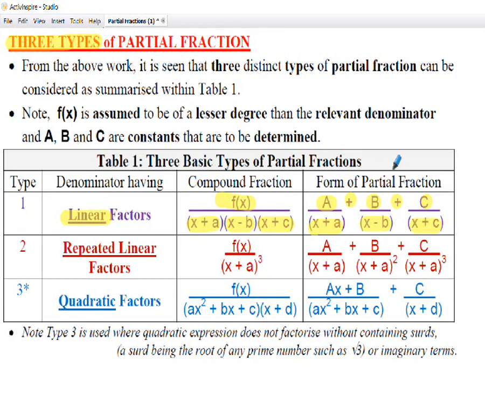If we only had the x plus a and the x minus b brackets on the bottom line, we would only have the a and the b terms here.